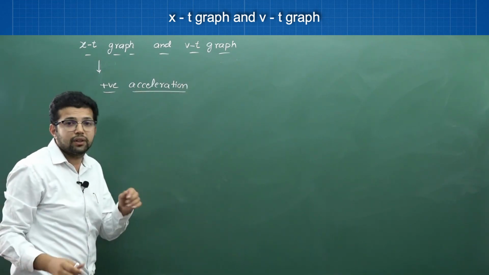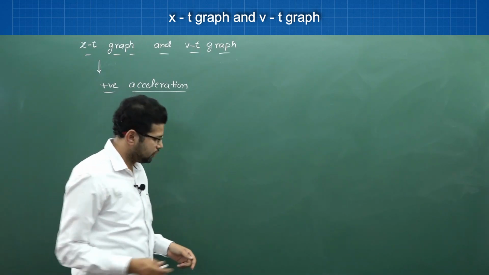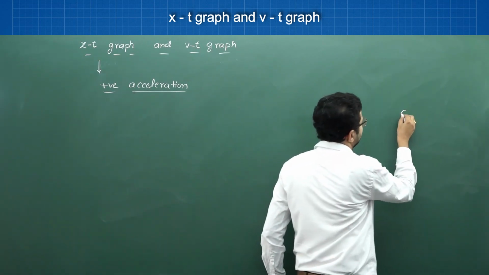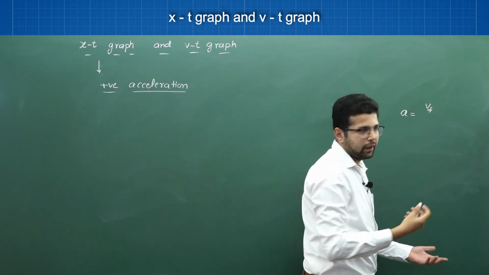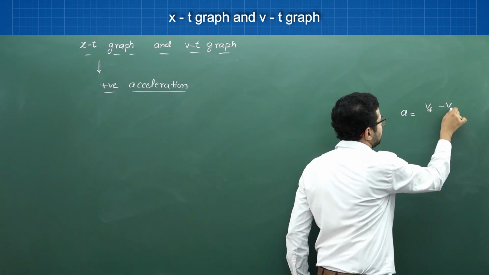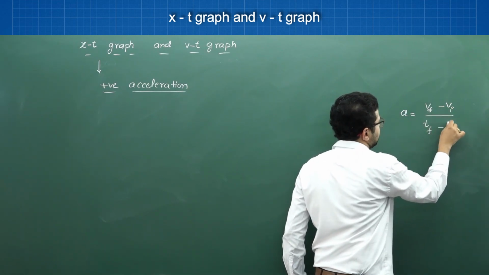First of all, we need to know what is acceleration. Acceleration means there should be change in velocity. What is the definition of acceleration? Acceleration is equal to change in velocity divided by time, or I can write it as final velocity minus initial velocity divided by final time minus initial time.